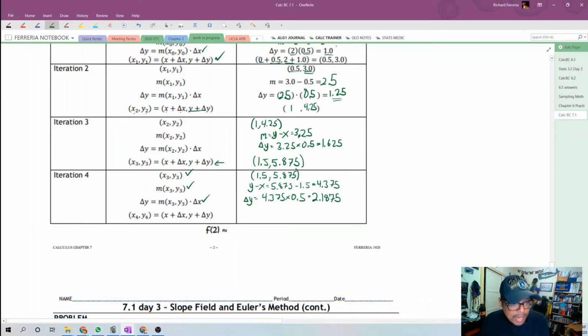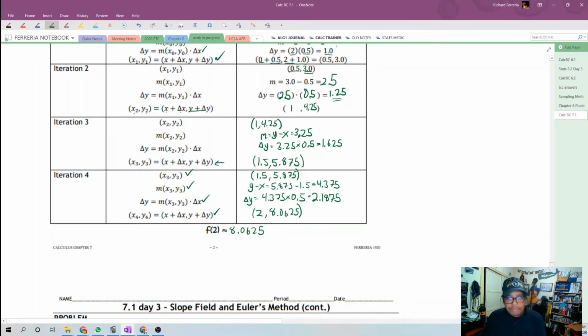Last step, x plus delta x, y plus delta y. x plus delta x, 1.5 plus 0.5, that's 2. And then 5.875 plus 2.1875, that is 8.0625. Great. f of 2 equals 8.0625.